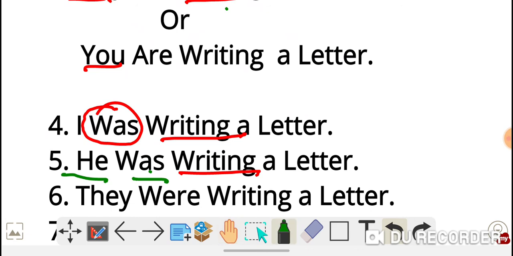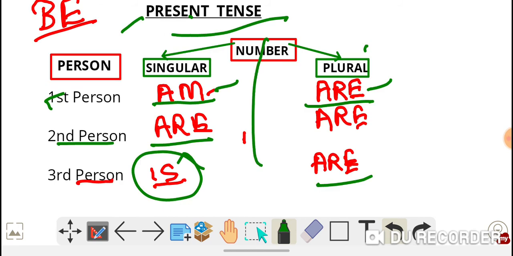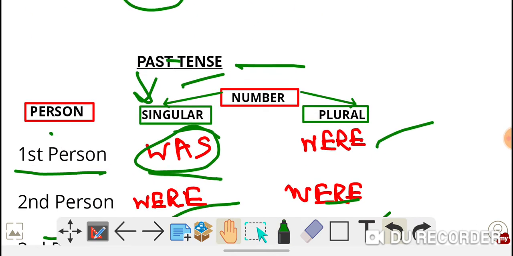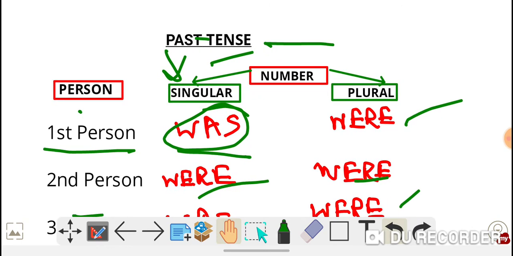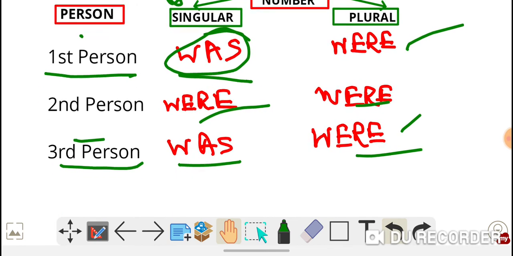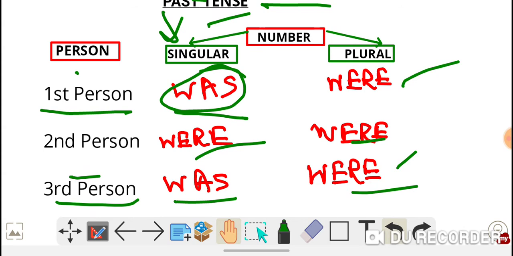So writing indicates that this action is in past continuous: the action was continuing in the past. The continuation is represented by the ing form, and "was", which is a part of be, represents the tense. See the structure again: "was" represents past tense, either first person singular number or third person singular number, and the rest take "were". See it attentively.